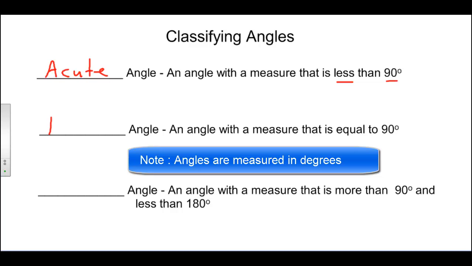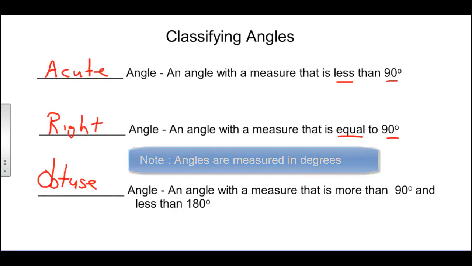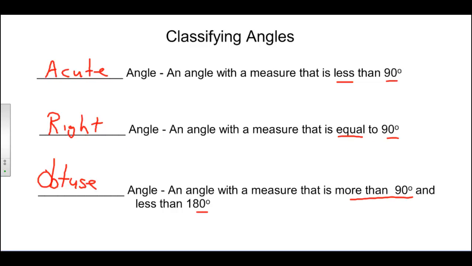The second is called a right angle. That is an angle that has a measure that is exactly equal to 90 degrees. And the last one is an obtuse angle. An obtuse angle is an angle that is more than 90 degrees, but less than 180.